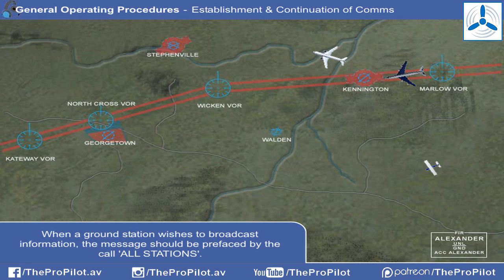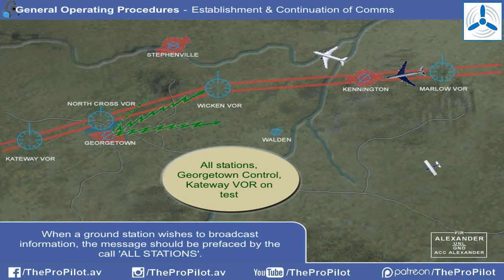When a ground station wishes to broadcast information, the message should be prefaced by the call, "All stations." All stations. Georgetown Control. Gateway VOR on test.